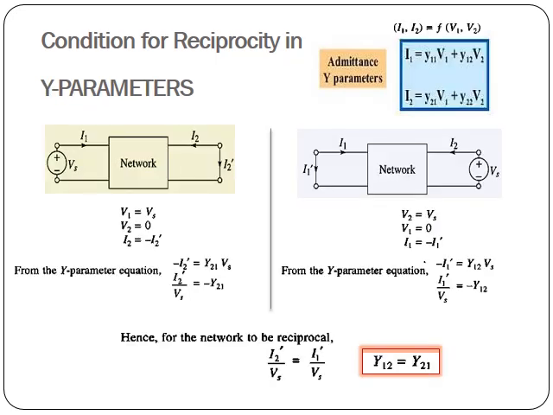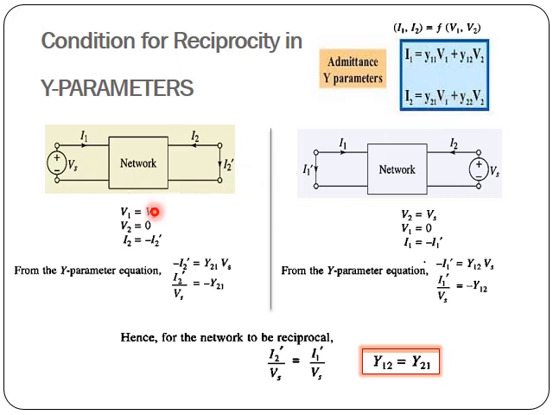Now looking at the condition for reciprocity in Y parameters, we need to prove that the excitation by response in this network is similar to the excitation by response in this network, only that the position of the excitation and response has been interchanged. So for Y parameters, that is the admittance parameters, we know that I1 and I2 are the dependent variables and V1 and V2 are the independent variables. Here the Y parameters are given as Y11, Y12, Y21 and Y22.